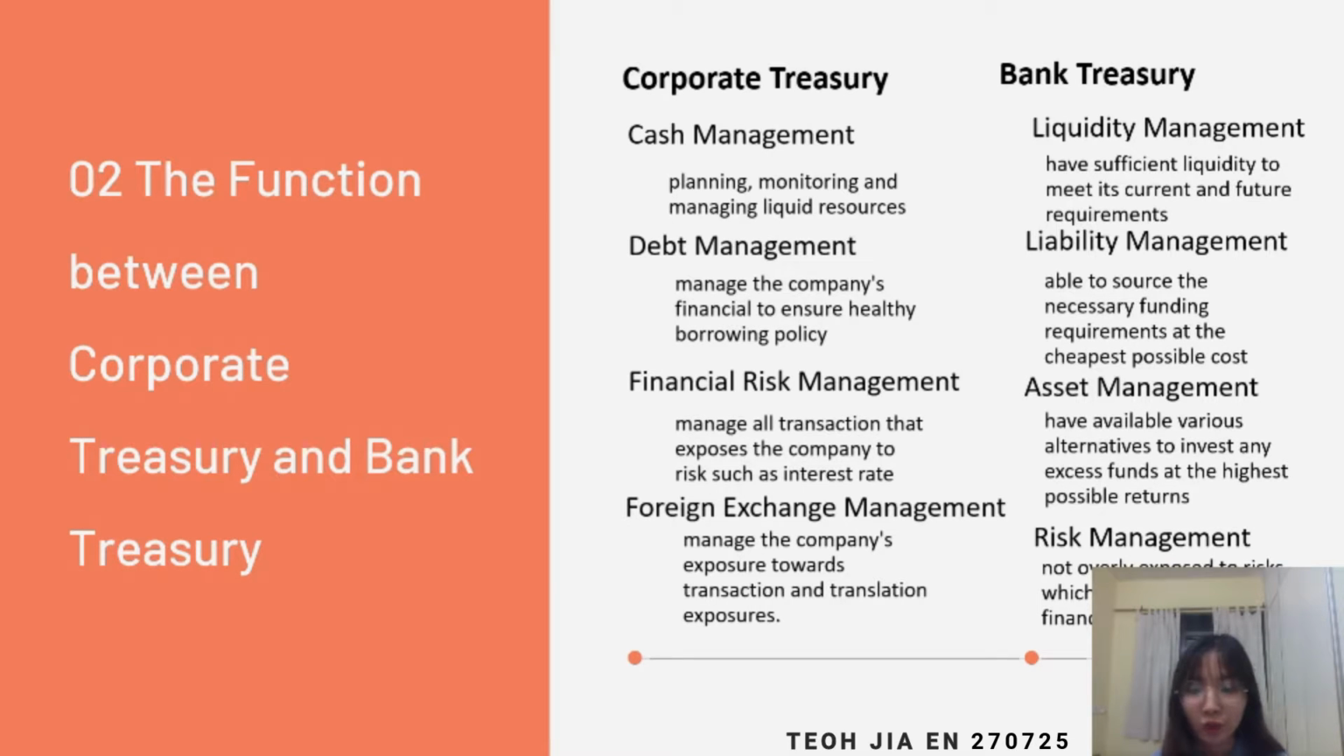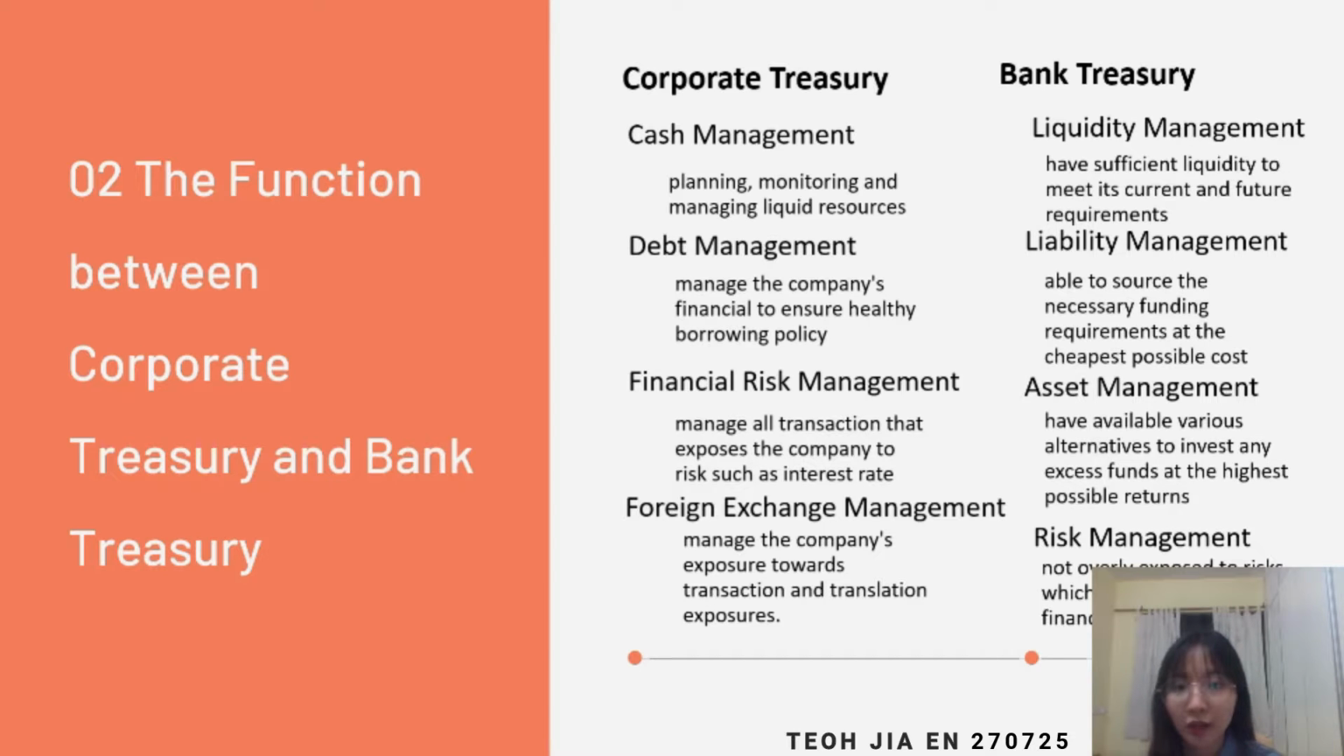And also financial risk management is to manage all transactions that are exposed to the company, especially the interest rate risk. So they will help to mitigate or prevent the risk. And the last function managed by the corporate treasury is foreign exchange management, to help the company with its translation and transaction exposure.